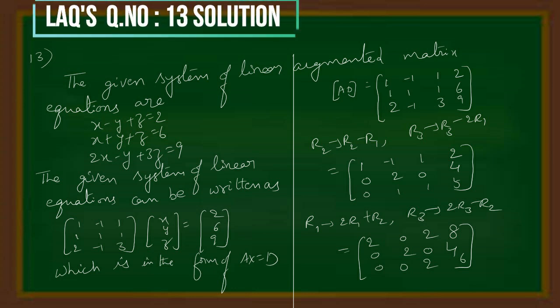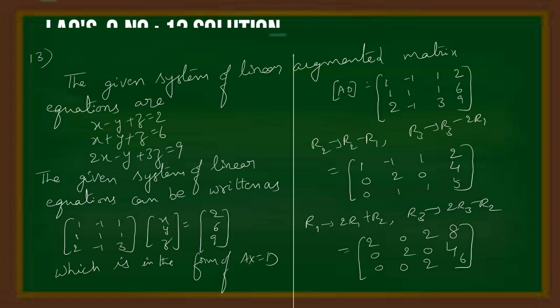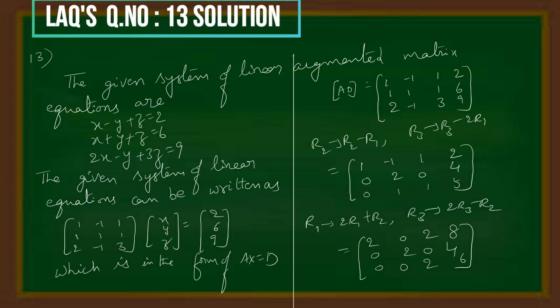First, we change them by applying row operations. The augmented matrix can be changed into the identity matrix 1, 0, 0, some alpha, 0, 1, 0, beta, and 0, 0, 1, gamma. For this, first we use R2 changes to R2 minus R1 and R3 changes to R3 minus 2R1. Here R1 is used to take zeros in R2 and R3 first elements. Therefore that is equal to the matrix of 1, minus 1, 1, 2, 0, 2, 0, 4, 0, 1, 1, 5.